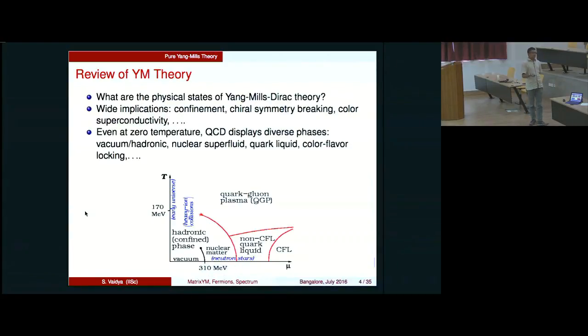Even at zero temperature, QCD, which is Yang-Mills theory with color SU(3) coupled to fundamental quarks, displays a wide variety of phases. This is an open source picture, I think from the wiki page. You can see that even at T equal to zero, if you look along this axis, there are a variety of phases that are known to exist to different degrees of confidence and certainty.